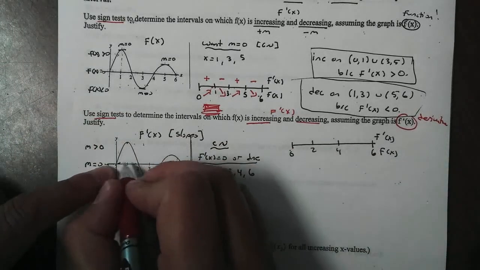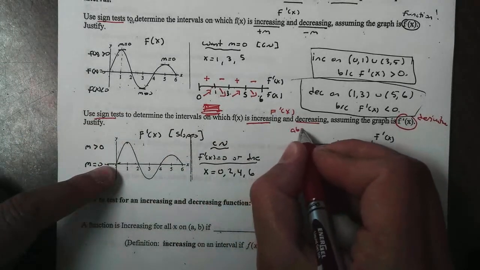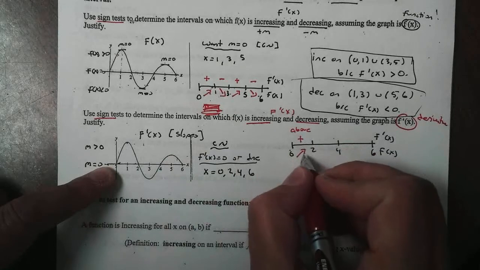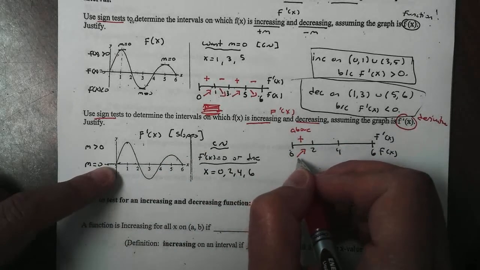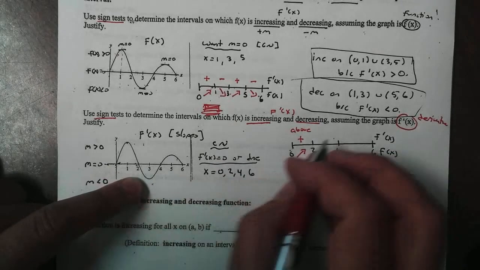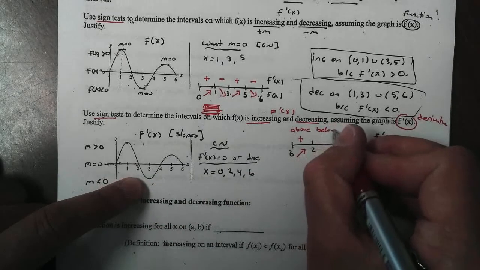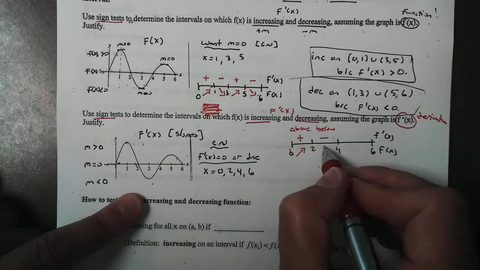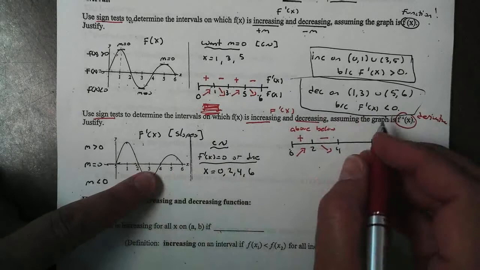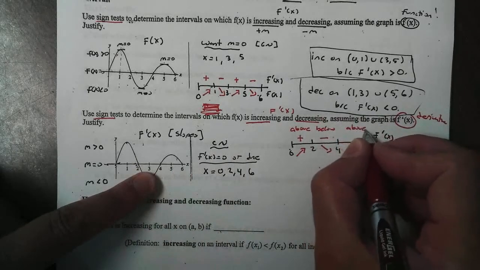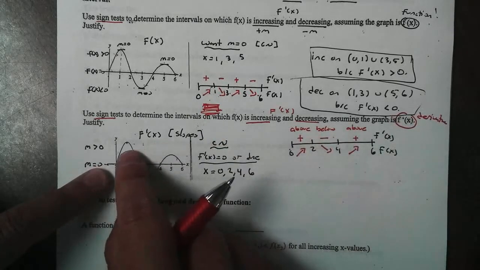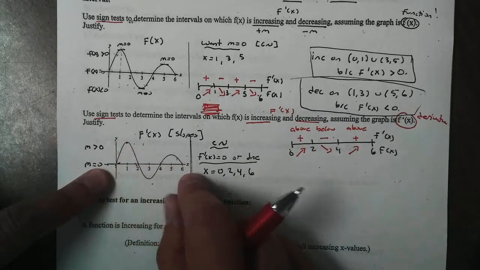Between 0 and 2, we are above the x-axis, and being above is telling me that the slope is positive. So between 0 and 2, the function is going up, like a disco duck. Between 2 and 4, we're below the x-axis. So that tells me the slope is negative. It's less than 0. So it's going down like a disco clown. And then between 4 and 6, the slope is positive because we're above the x-axis. So the function is going up. Notice the function does not necessarily have the same direction as the derivative graph does.